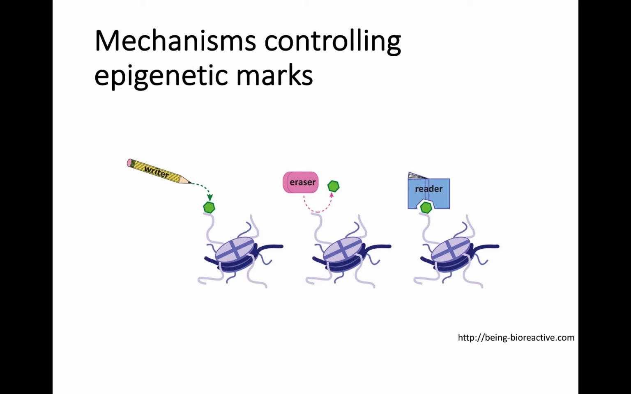In addition, we have reader molecules that can determine if a mark is present or not and lead to a specific outcome, gene expression versus gene silencing, for example, depending on the presence or absence of the mark. For histone acetylation, the writer proteins are histone acetyltransferases, the eraser molecules are histone deacetylases, and the reader molecules are bromodomain-containing proteins. Here, we will focus on the writers, the histone acetyltransferases.